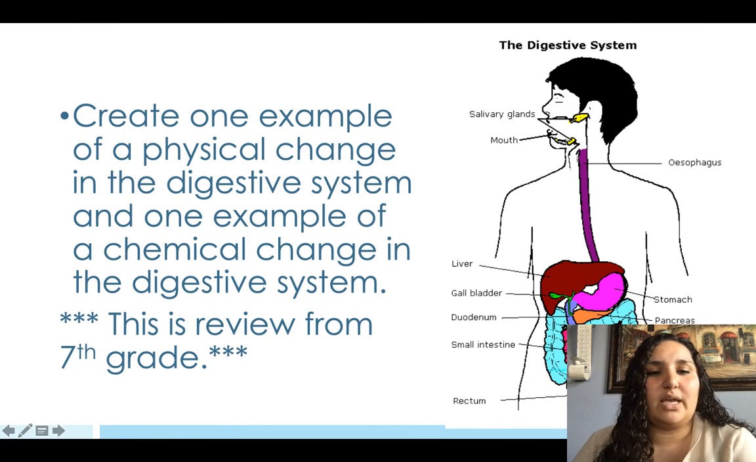For the most part, chemical changes in the digestive system have to have some sort of chemical in there to help with the digestion process. So in the stomach, I'm going to give you one. That's where you have a chemical change. The food starts to get altered by those stomach acids, and they start to change the food.